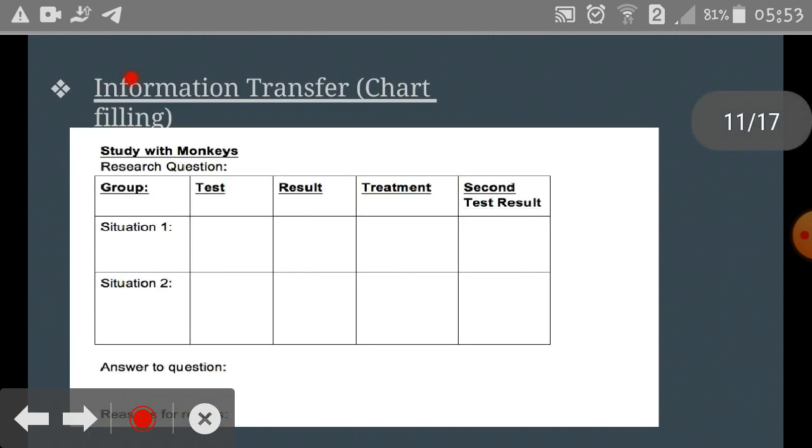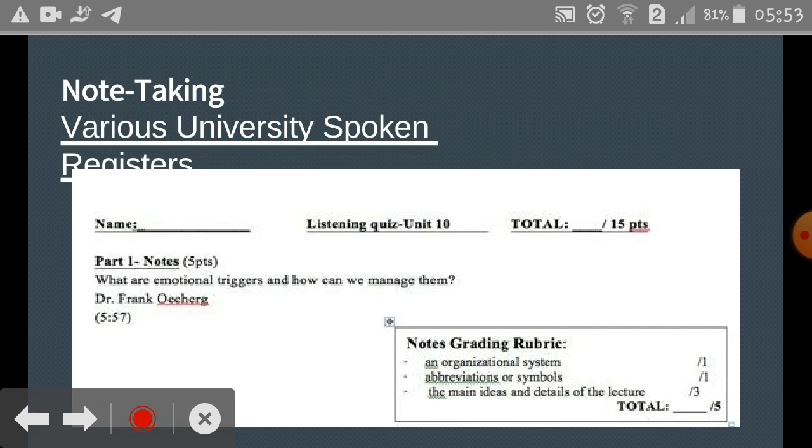This is another way to do information transfer. Chart filling, for example, situation 1, situation 2. The student will have to fill up the chart here with the audio that they have to listen to.